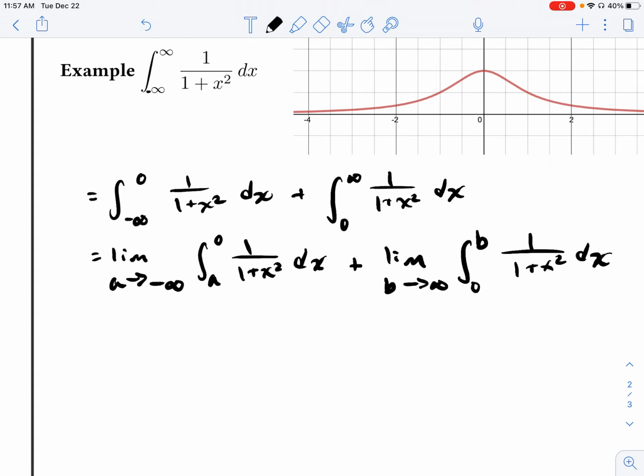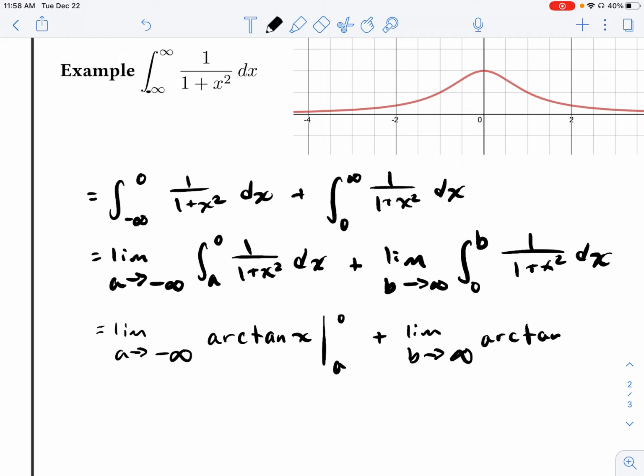So now we're ready to integrate this. So we've got the limit as a approaches negative infinity, and the integral of 1 over 1 plus x squared, well, that's just arctangent of x. And we're looking at this from a to 0. And we're going to do the same thing over here, as b approaches positive infinity, arctangent of x from 0 to b. And now we're ready to plug in and see what we have here.